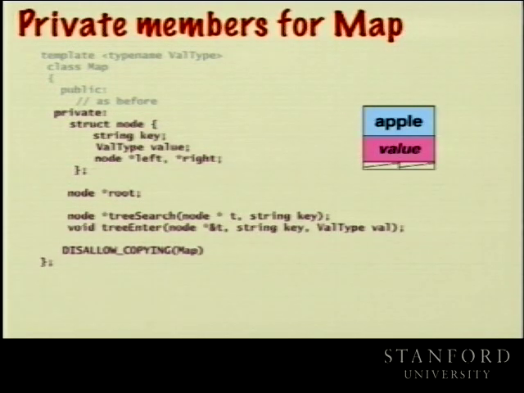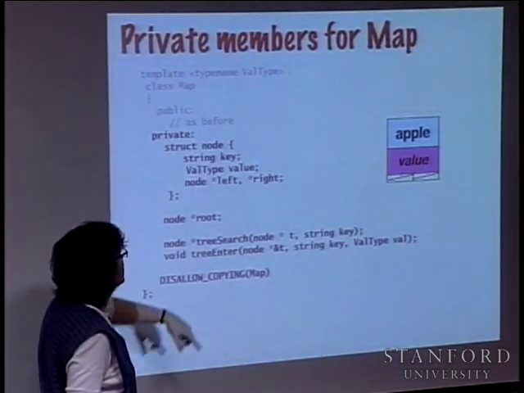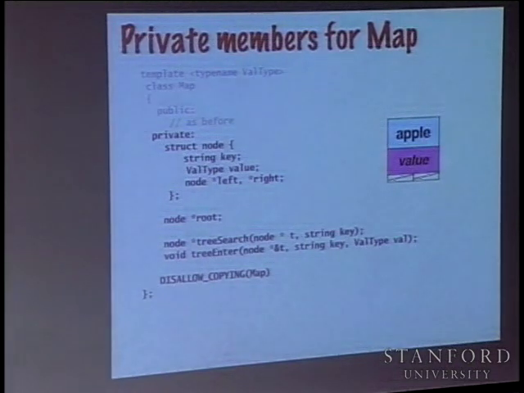So let's look at the actual code. I have my struct, which has the string key, the value type, the node, two pointers there, and then the one data member for the map itself, which is the pointer to the root node. I also put a couple of helper member functions that I'm going to need. Searching the tree and entering a new node in the tree are going to require a little helper, and we're going to see why that is.